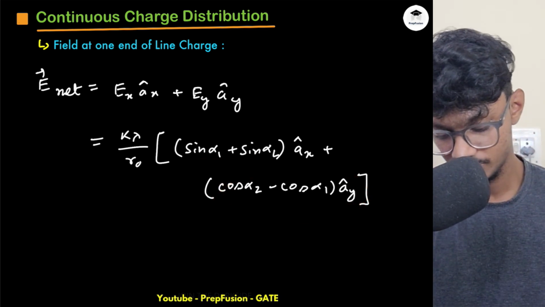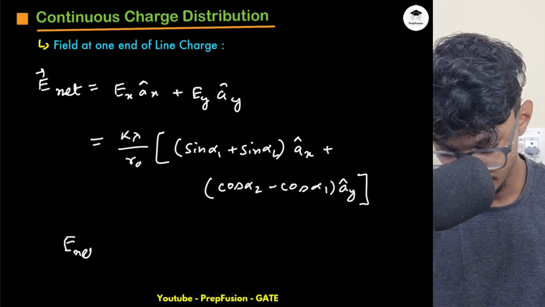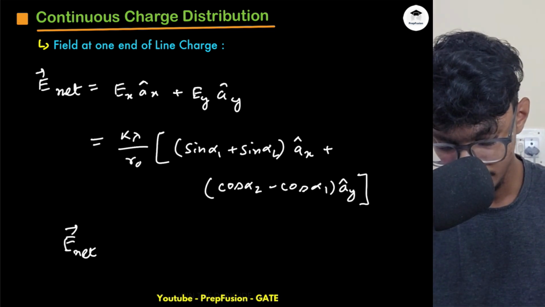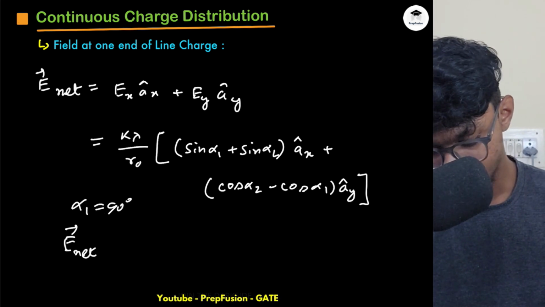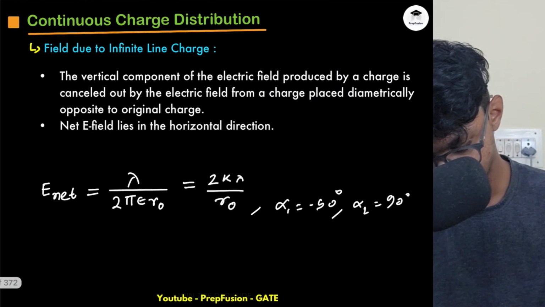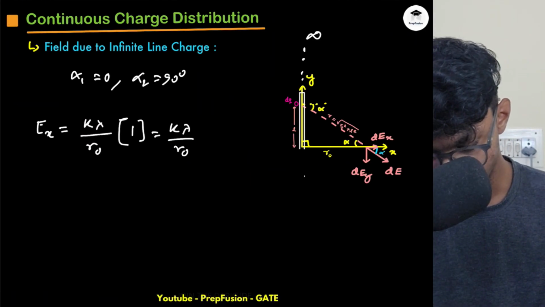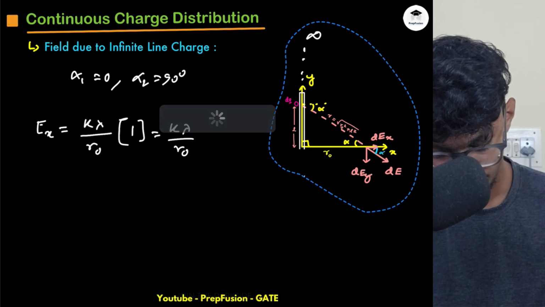Now if I am checking for one end of the line, what will be the net electric field? If I am checking for one end of the line, my alpha 1 will be 90, and my alpha 2 will be simply 0. If the case is like this, same case here, infinite line, right? I have computed the x component. I will check whether the x component is correct or not.